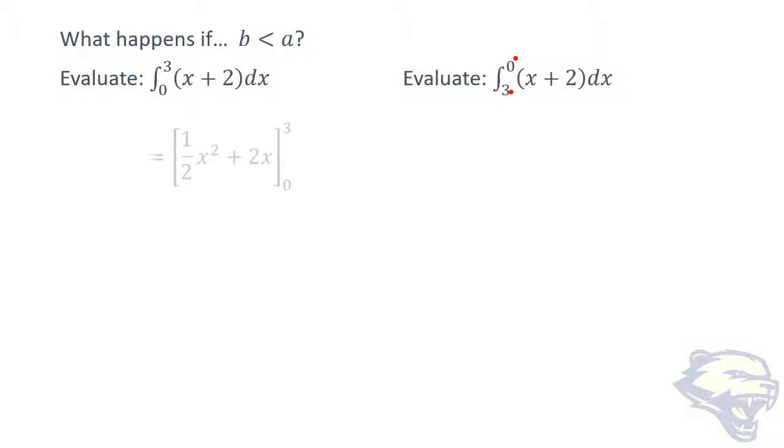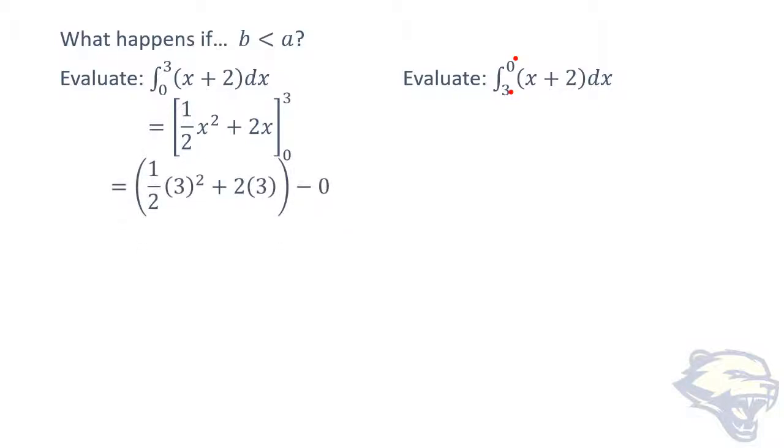So for the first one here, I do my antiderivative. That's going to come out to be 1/2 x squared plus 2x from 0 to 3. Then I'm going to plug in the 3, the upper limit, minus the lower limit, which, this is a polynomial, so that's just going to give me a 0. If I plug in the 3, I've got 1/2 times 3 squared plus 2 times 3. That's going to be 9/2 plus 6. Common denominator, or use a calculator, and we get 21/2.